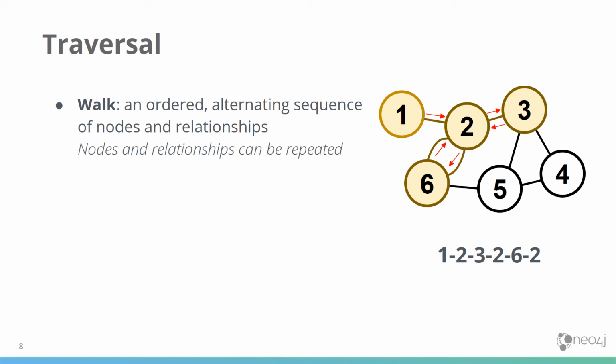A walk is the most basic of these. It is simply an ordered alternating list of nodes and relationships. For example, in this simple graph, we could define a walk starting at node 1, then hopping to 2, then 3, back to 2, onward to 6, and back to 2. There are no restrictions here, and you can use relationships multiple times and visit the same node as many times as you wish. This may be your driving pattern if you are driving around town doing some errands.